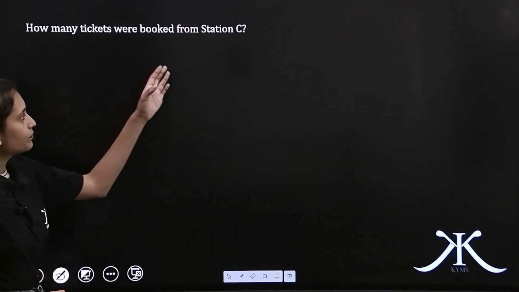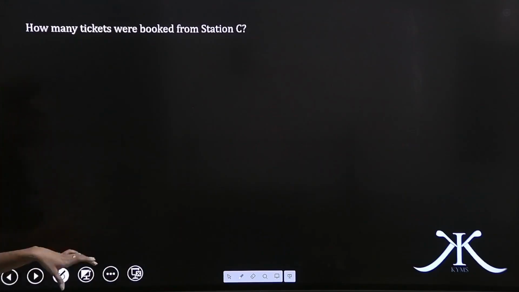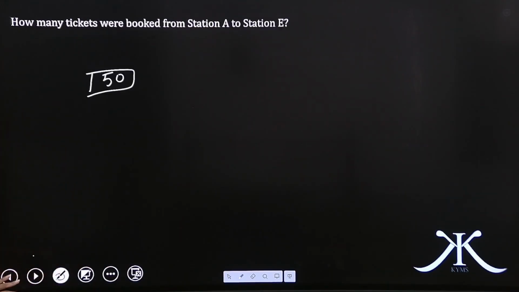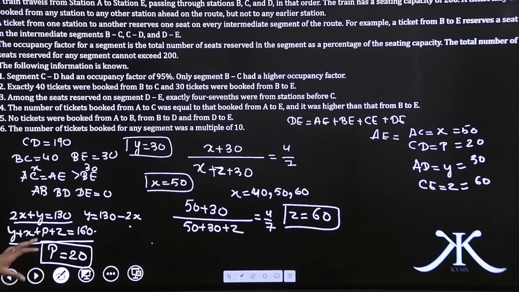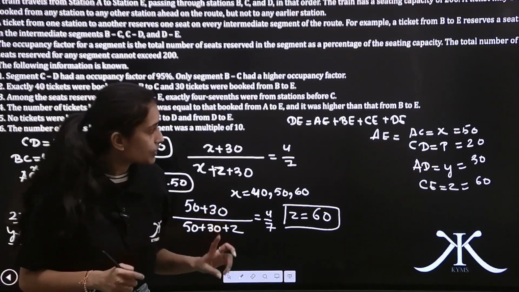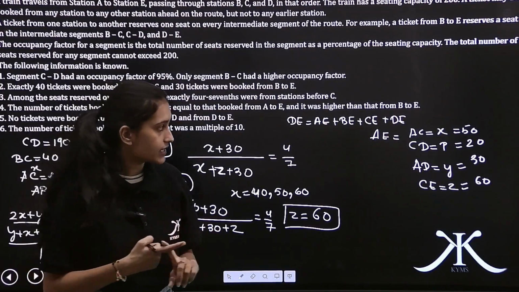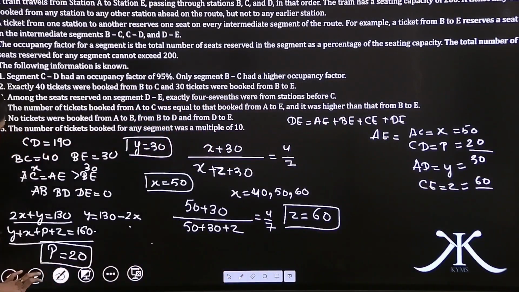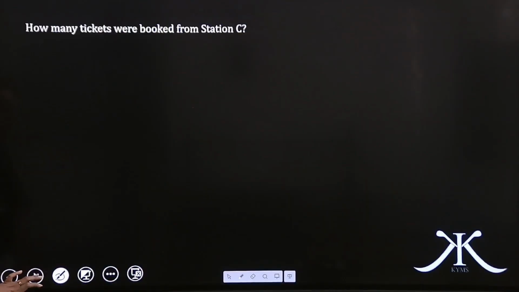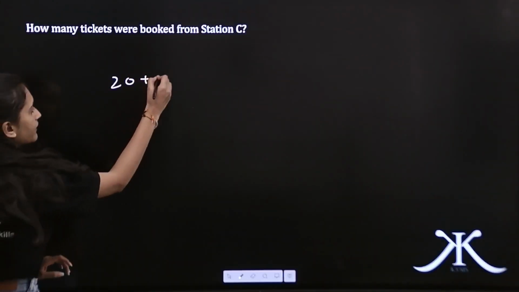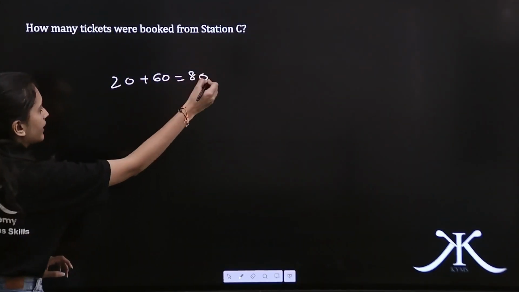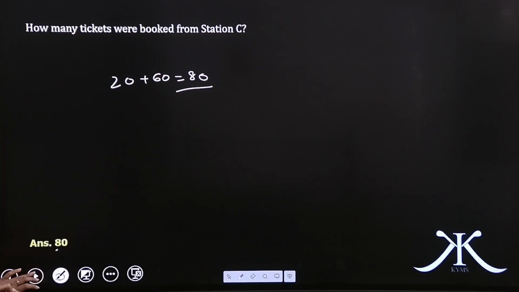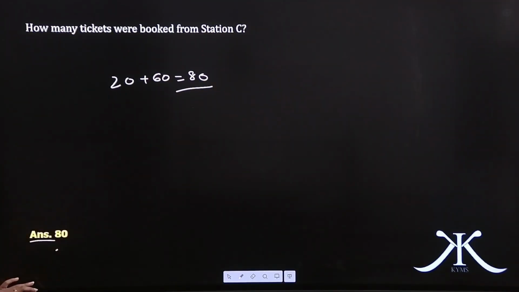How many tickets were booked from station C? From station C, tickets booked were CD and CE. So 20 plus 60, that is 80. We got the answer as 80.